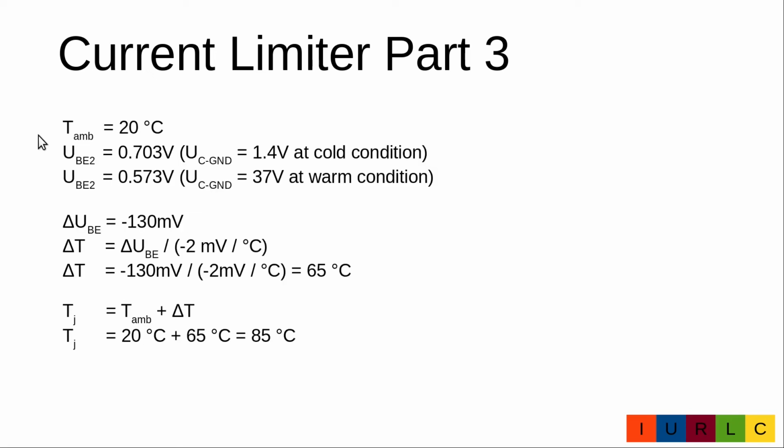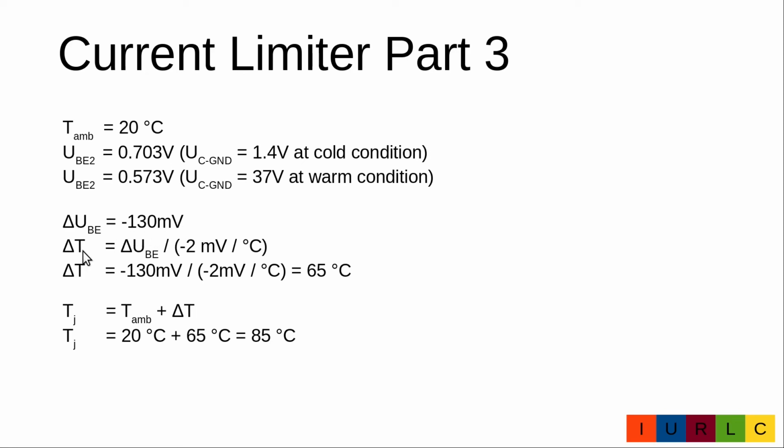Now we check whether the junction temperature remains within the specification. The ambient temperature was 20 degrees Celsius. The base emitter voltage of transistor 2 was 703 millivolt at cold condition and 573 millivolt at the warm condition. So we have a delta base emitter voltage of minus 130 millivolt.